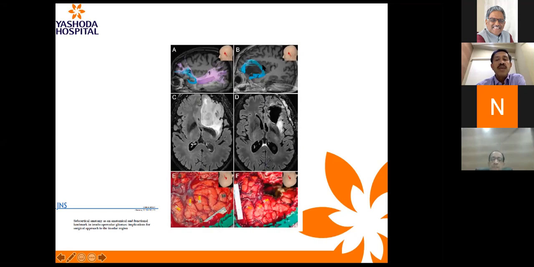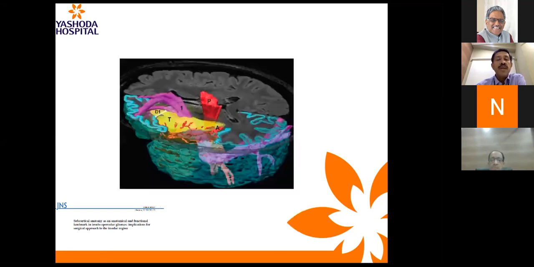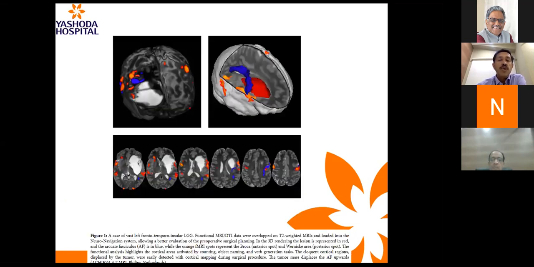Like in this case, the arcuate fasciculus is nicely around the tumor, and such large tumors can be resected in the dominant hemisphere with supramaximal resection, giving a large cavity like this, but still preserving speech function, which would have been unheard of maybe 1 or 2 decades ago.